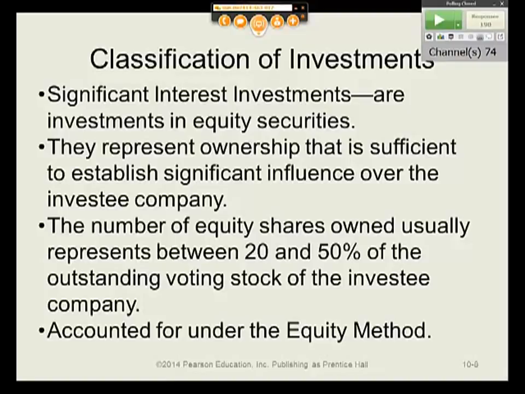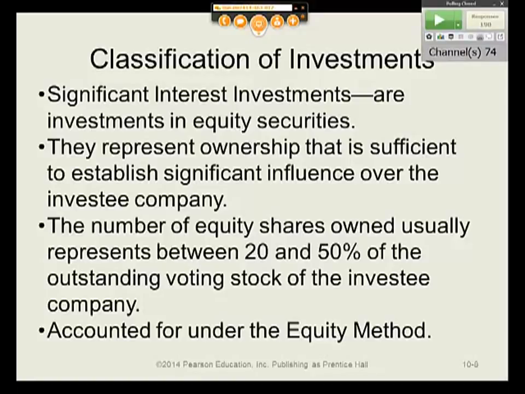Okay. The equity method. This is when you have influence over the other company, and this is when you own anywhere between 20 and 50% of the voting shares. So the equity method is where you have an influential investor. The equity method is the term that we use for influential investment.